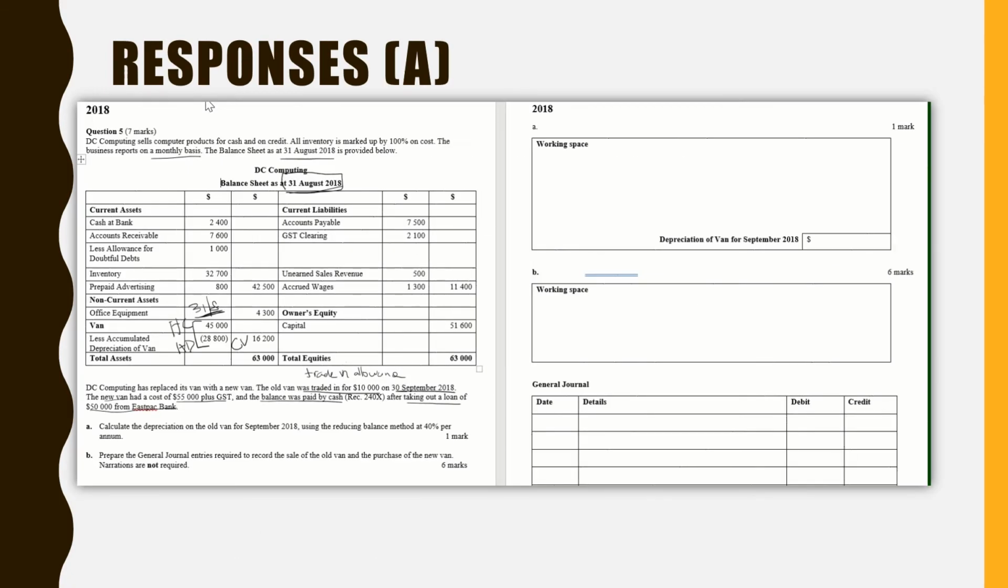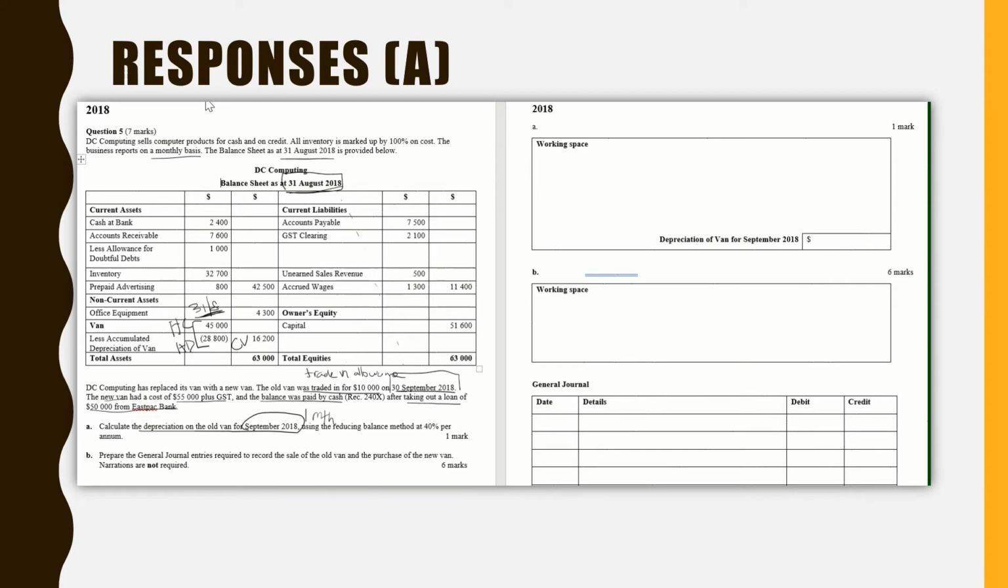Let us firstly have a look at question A. It says here that we are calculating the depreciation on the old van for September 2018. So that is 1 month. And if you remember correctly, we are selling or trading in the old van on the 30th of September. And here we are given the balances as at 31st. So which means we have 1 month, and that's exactly, so sometimes the exam question will give you a bit of a guide like this, just to prompt you.